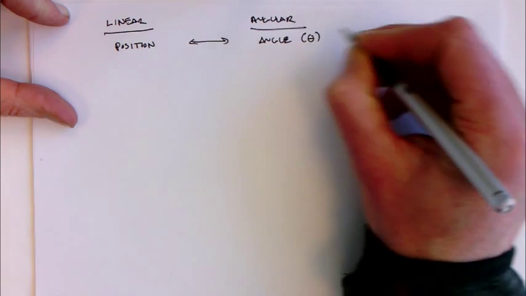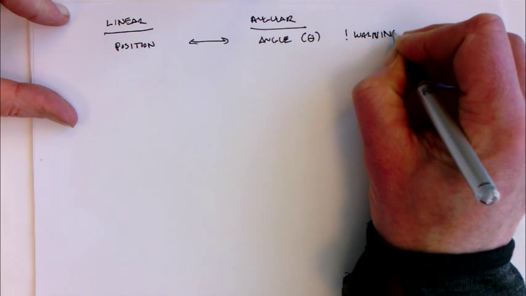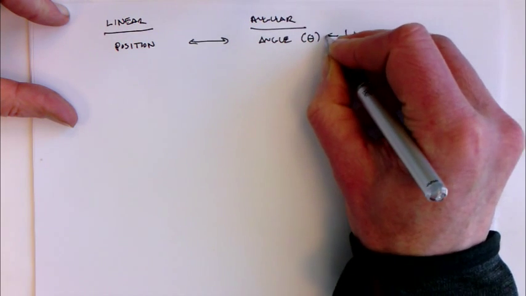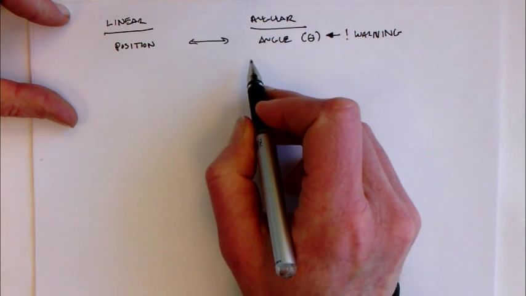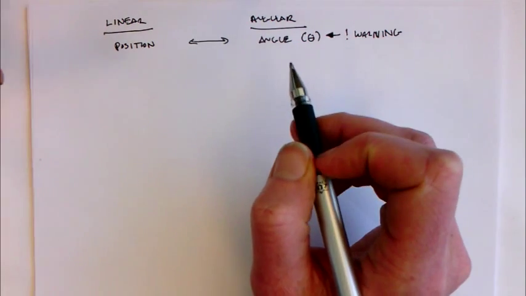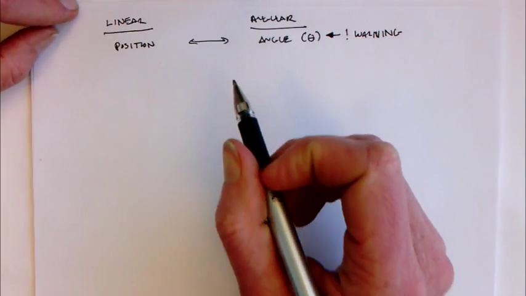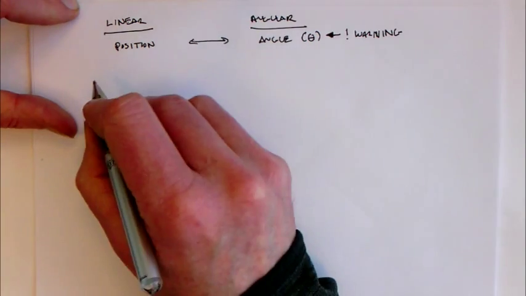I'll put a little warning here, which is that this does not actually behave particularly nicely once you get out of 2 dimensions, so that this analogy is problematic as soon as you move to 3-dimensional motion, which is why generally 3-dimensional rotation is a whole lot more painful to deal with than 2-dimensional rotation. But we've got this analogy between position and angle.